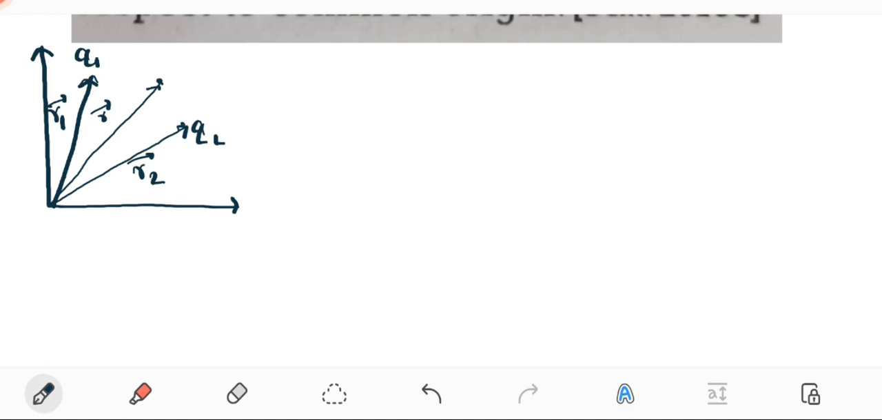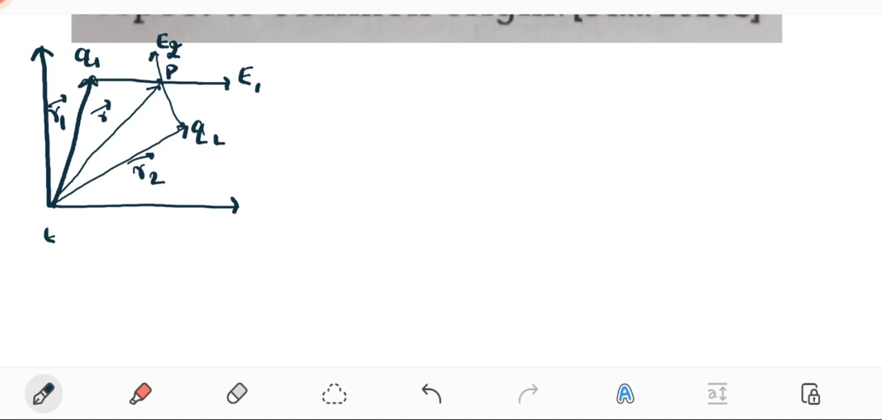Now the position vector will be somewhere like this. Let us consider this is the second charge, so this will be the electric field due to the second charge. This will be the electric field direction due to the first charge. Now, electric field intensity at point P, let us consider this is point P.